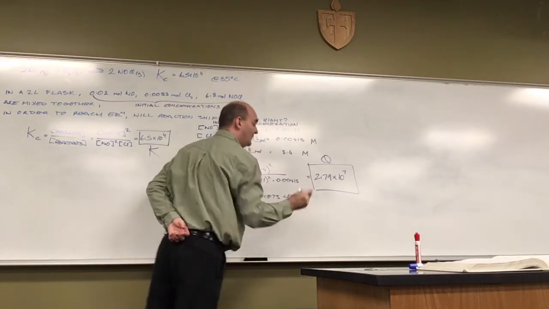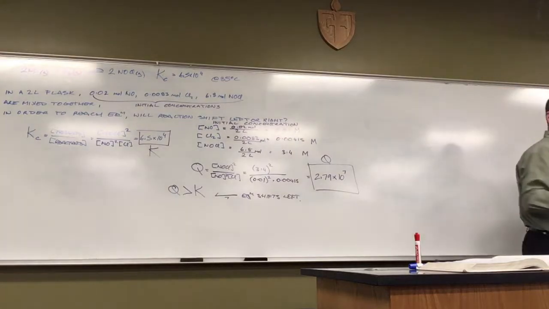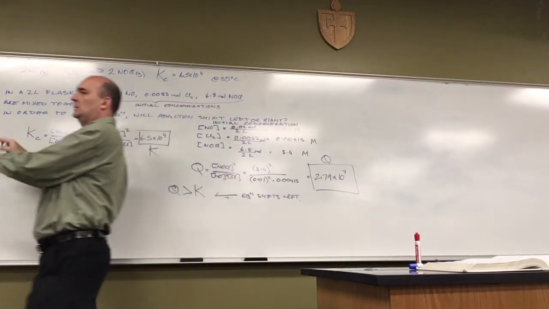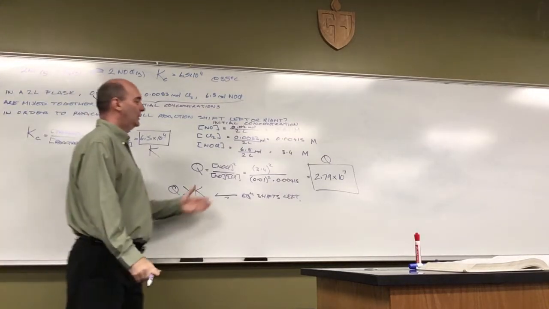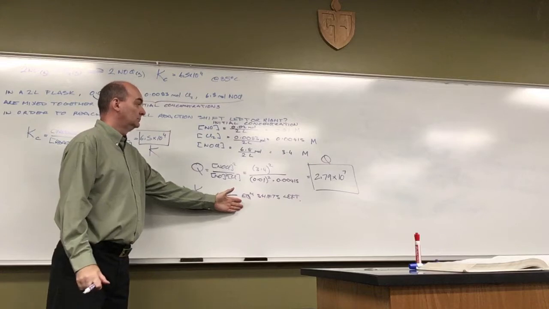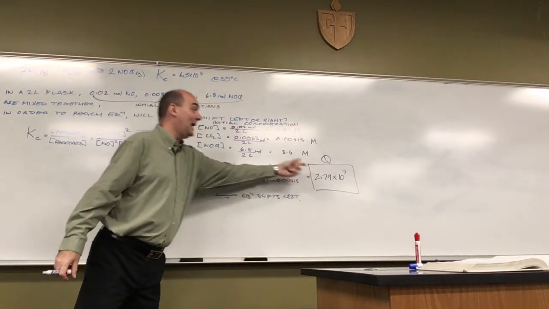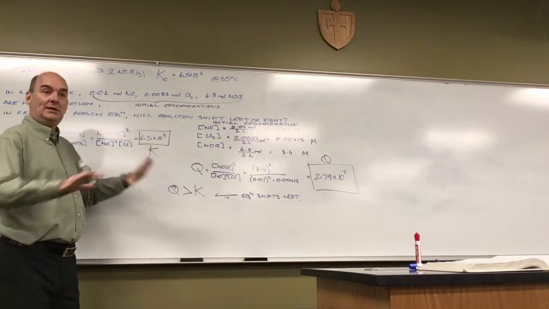Okay, that reaction shifts left in order to reach equilibrium, and will continue to draw out of the product box and push molecules back into the reactant box until Q goes down by a factor of 1,000 to get to this number. And when Q equals K, it stops.